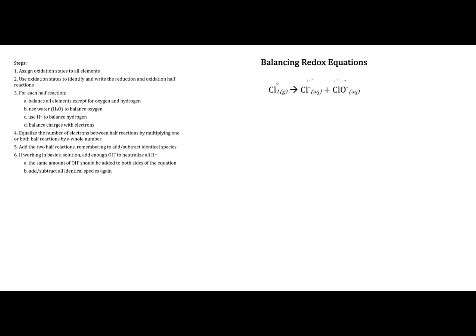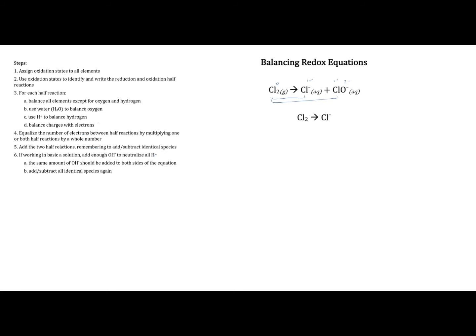This is an equation where chlorine is actually undergoing both oxidation and reduction. So we can just see the changes here from 0 to -1 and also from 0 to +1. Now, our 0 to -1 is going to be our reduction, and our 0 to +1 is our oxidation, but this is going to become a little more clear once we get our half reactions in.